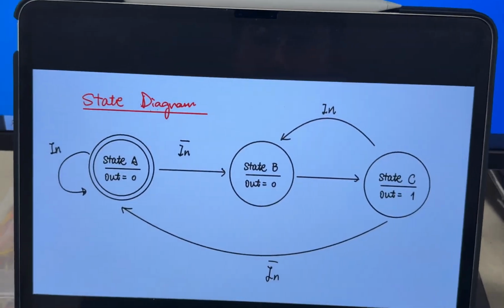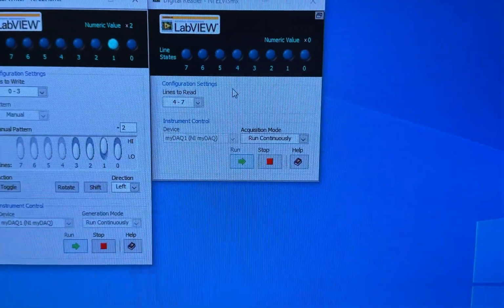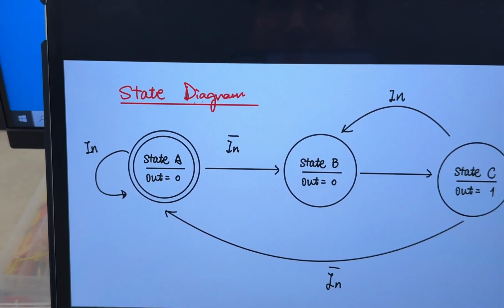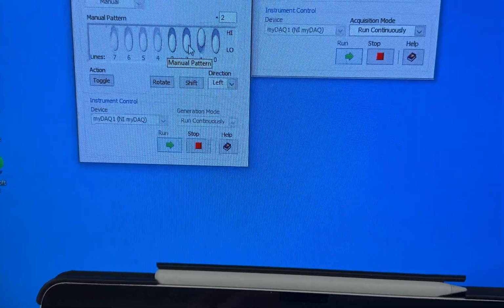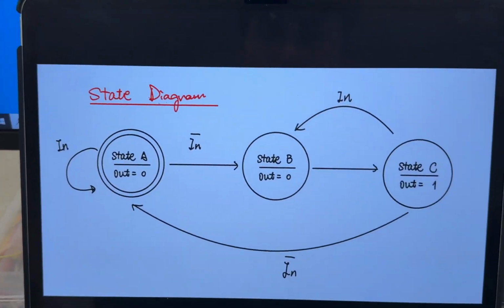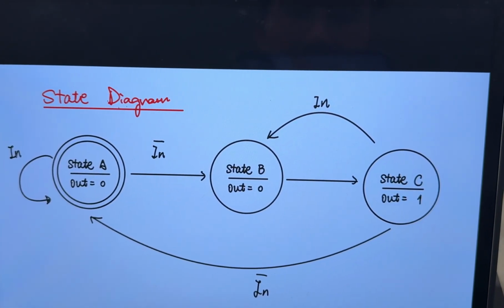According to the state diagram, now we are at state A because nothing is lit up, and so if with the input low, clocking it will lead us to state B.